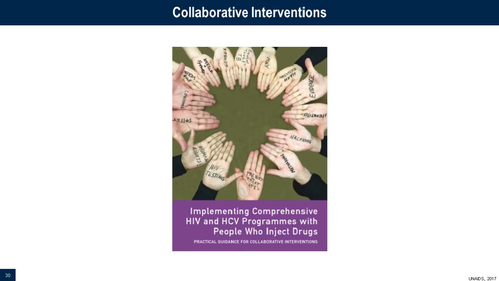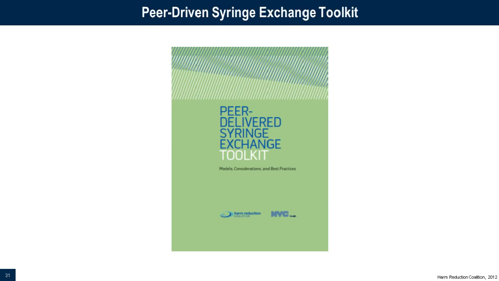Slide 29. This is a great resource on how to build collaborative interventions for HIV and HCV programs, involving people who inject drugs in helping deliver services. This also can be seen as peer navigation as well. Next slide. The Harm Reduction Coalition has a wonderful resource entitled Peer Delivered Syringe Exchange Toolkit. It has a lot of information on how to incorporate peers and people who use drugs into harm reduction.